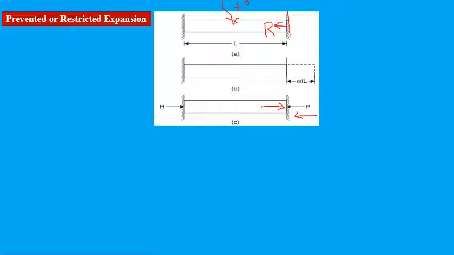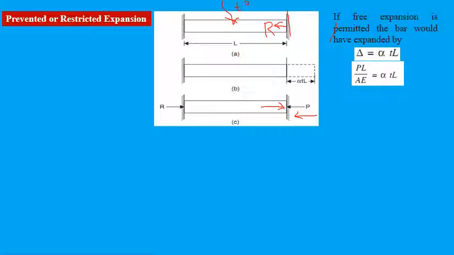Therefore delta is equal to alpha into T into L. If it is free to expand but there is a resistance force, in place of delta we can write PL by AE. P by A is nothing but sigma, stress. Therefore sigma is equal to E into alpha into T. Here E represents the Young's modulus of the material, alpha is the coefficient of thermal expansion, and T is the change in temperature responsible for the expansion of the material.